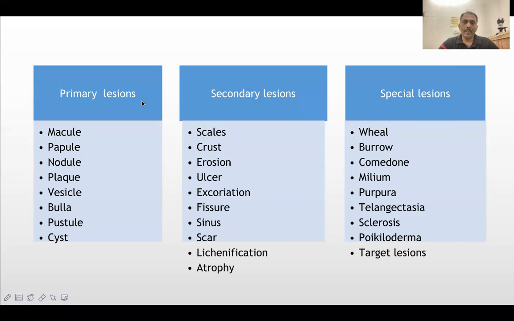The secondary skin lesions are those lesions which are the result of some changes over the primary skin lesions. And these consist of scales, crust, erosion, ulcer, excoriations, fissures, sinuses, the scars, lichenification, and atrophy. There are some special skin lesions which are seen in some of the particular skin diseases: wheal, burrow, comedones, milia, purpura, telangiectasia, sclerosis, poikiloderma, and target lesions.